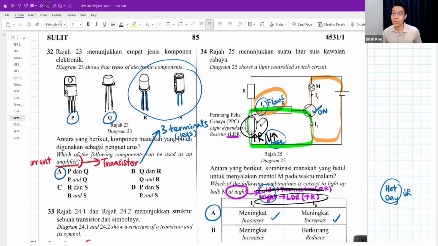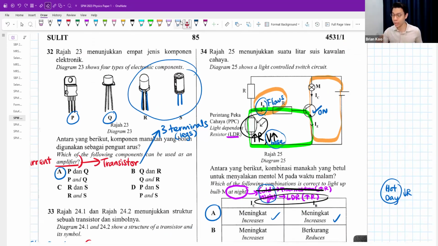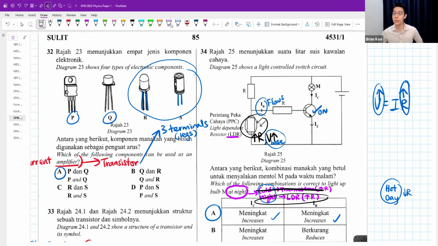Okay, so what happens if the base voltage is too low? Then base current will not flow, the transistor will not turn on, collector current also will not flow. The bulb also won't light up. Okay? Your goal is always this. And always remember, higher resistance always means higher voltage because of V equals IR. Voltage and resistance are proportional to each other because current is constant. I don't know whether you all know that.